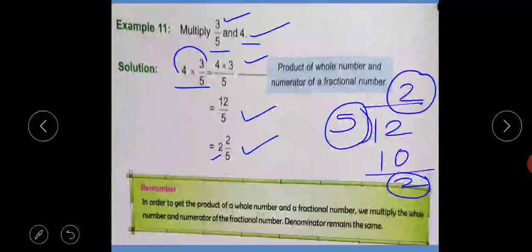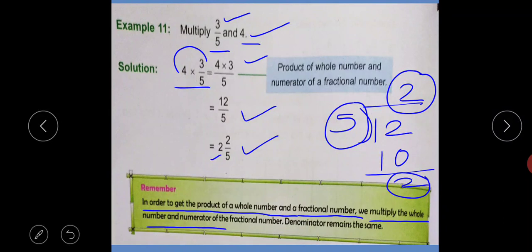So you have to remember, in order to get the product of a whole number and a fractional number, we multiply the whole number and the numerator. हम whole number और numerator को multiply करेंगे and denominator remains the same, और denominator same रहेगा.